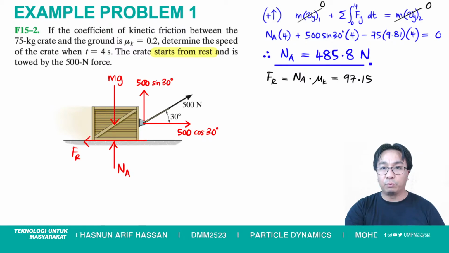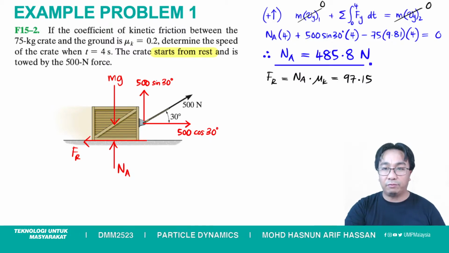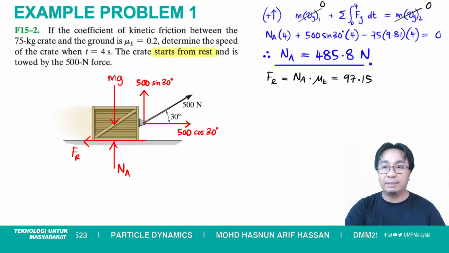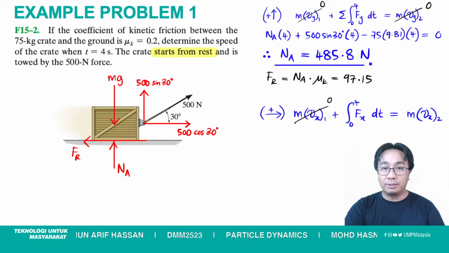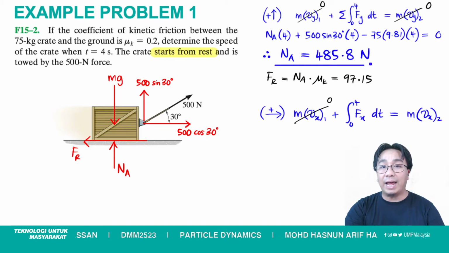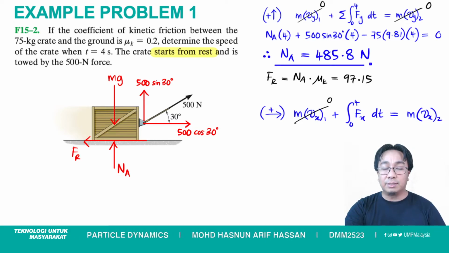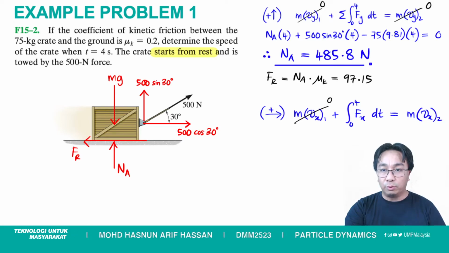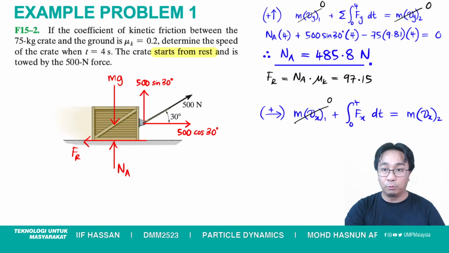Once we have the normal force, we can calculate the friction force, which is NA multiplied with mu k, that is 0.2. So the friction force equals 97.15 Newton. Once we have this, we can use the principle of impulse and momentum in the x-axis. This is the one we are interested in because the motion of the crate is in the x-axis.